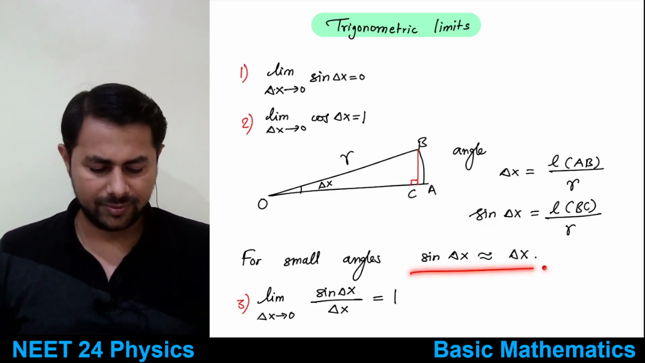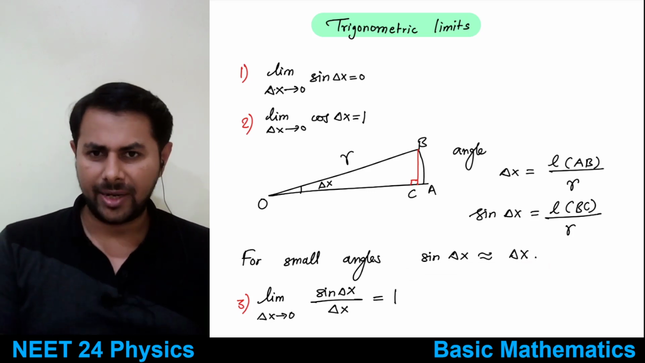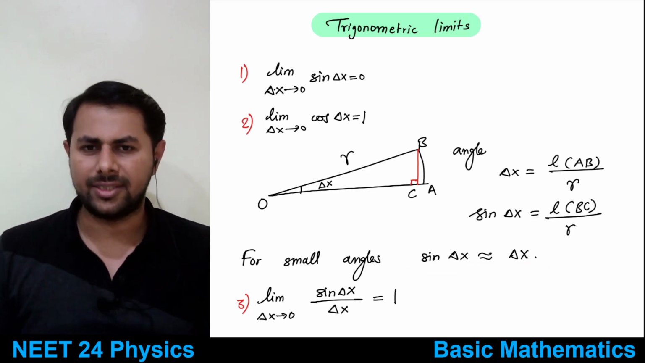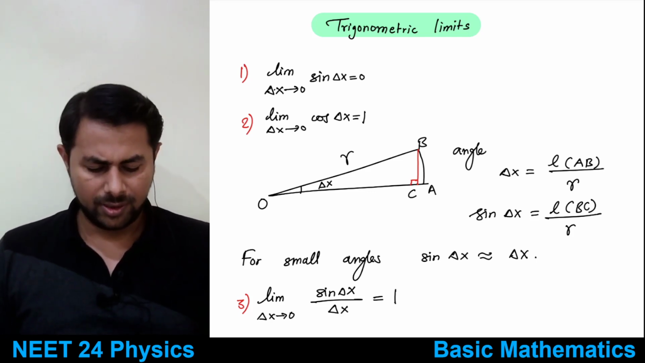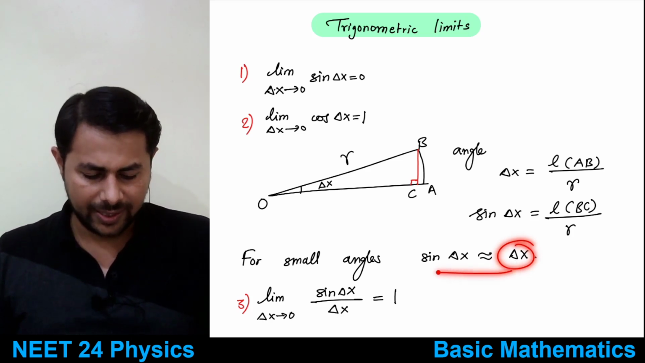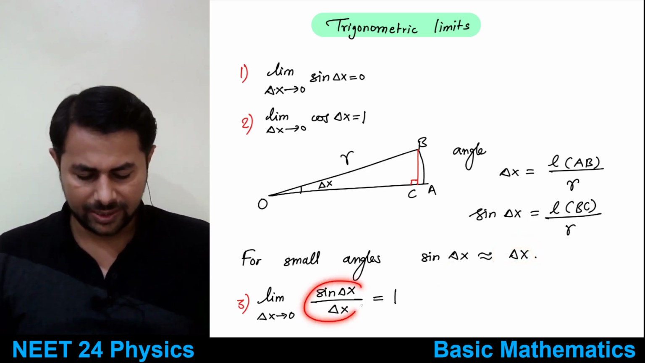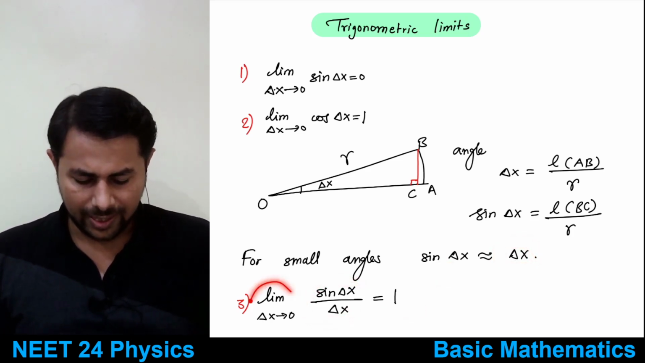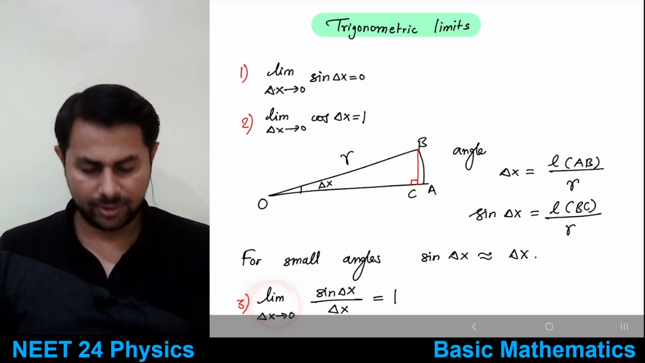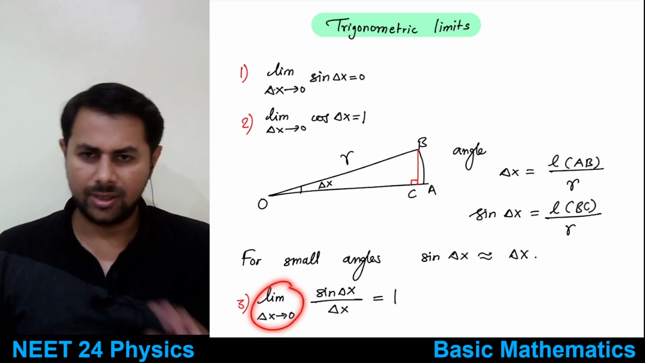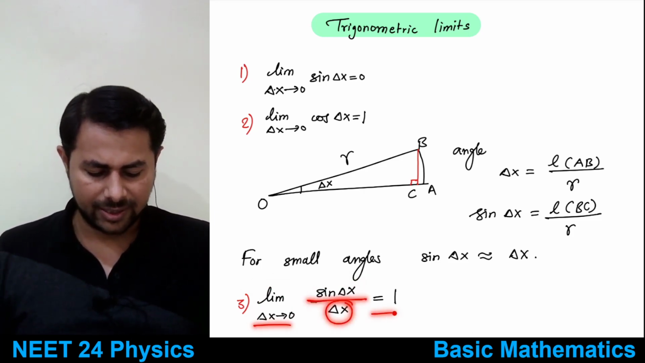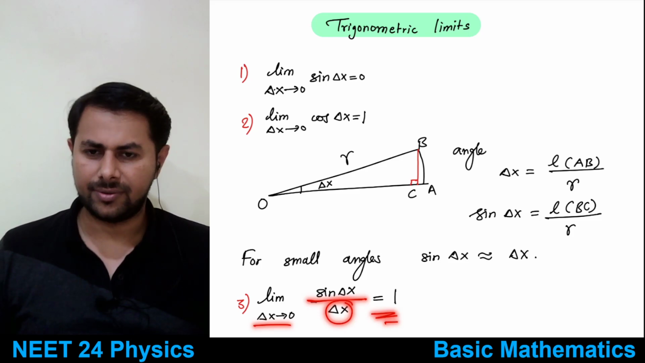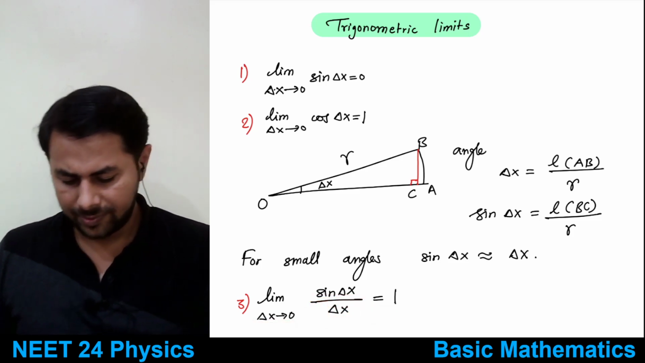This is clear. For small angles, sine of an angle is equal to the angle itself. If you divide this sine of delta x by delta x, you get this thing. So when the angle is very small, the limit as delta x tends to 0 of sine of delta x divided by delta x is equal to 1. This is the limit. Is this clear, everyone?